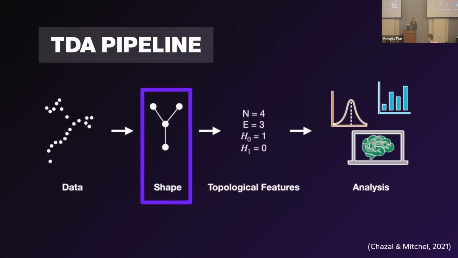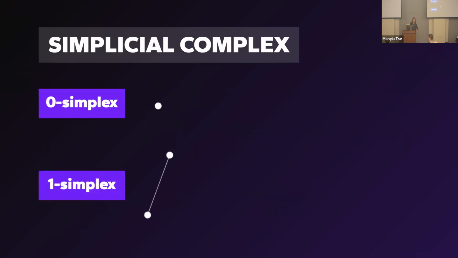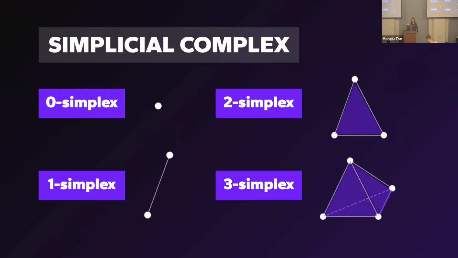And the shapes in topology are called simplicial complexes. A group of simplices is called a simplicial complex, and a 0-simplex is just a point. A 1-simplex is a line. A 2-simplex is a 2D triangle, because a triangle is the most basic shape. You could create other shapes using triangles. And then a 3-simplex is just a 3D triangle, a tetrahedron.